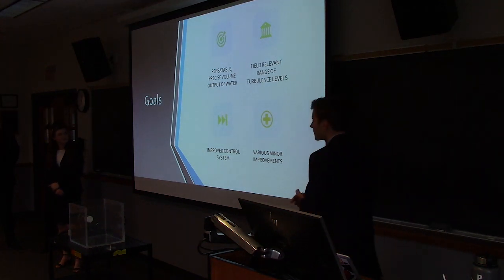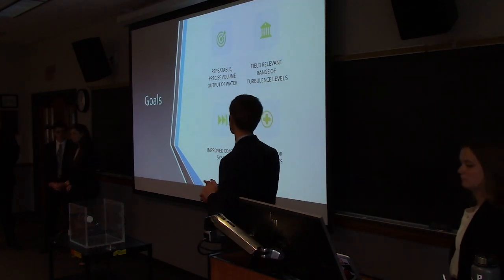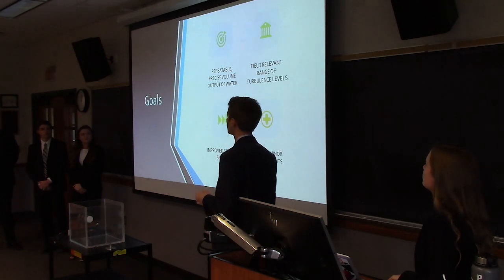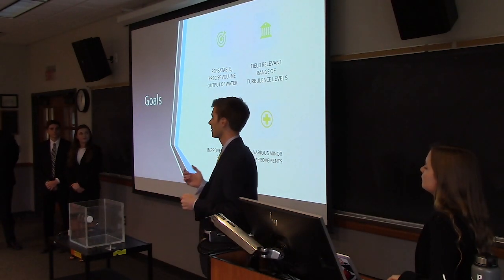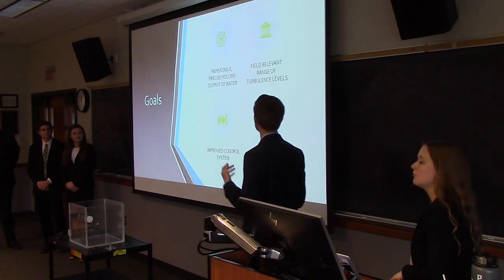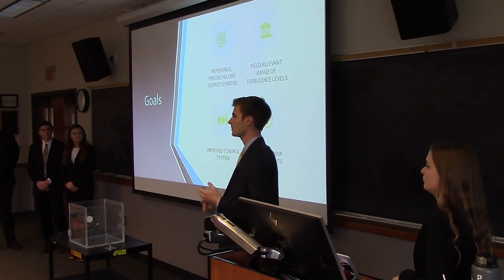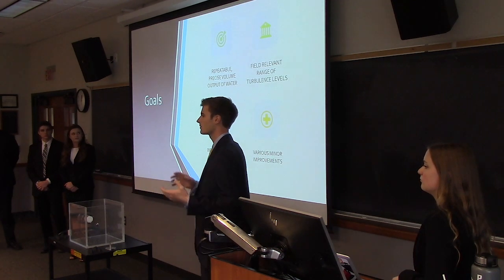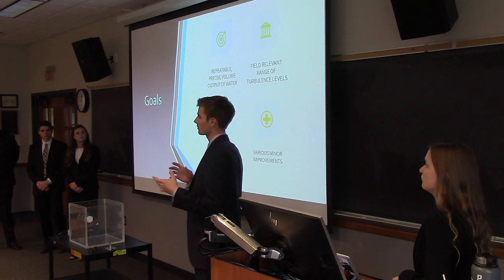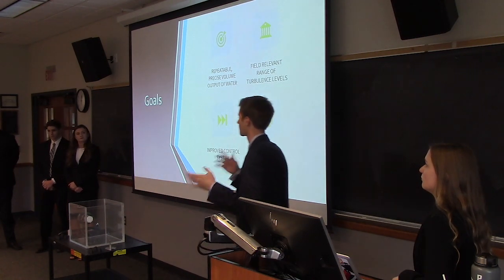So we set off with 4 goals for this project. The first one being that we needed a repeatable, precise volume of water output per stroke of our system. We also need to accomplish a field-relevant range of turbulence levels. That means we can't have too much turbulence or too little, so that the oyster larvae can actually be able to swim in them and not just be thrown around.